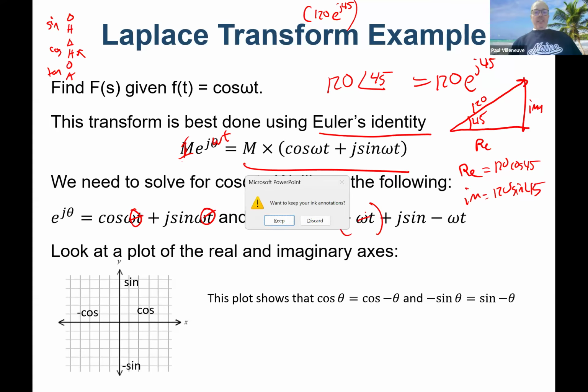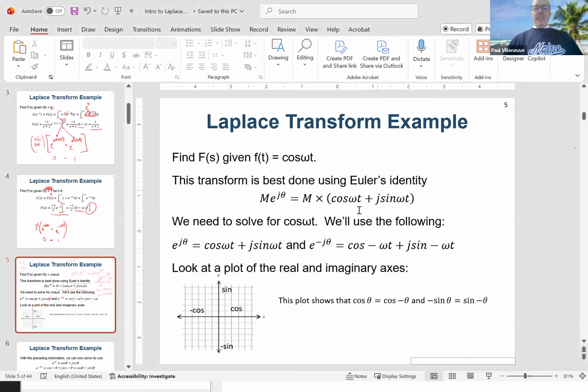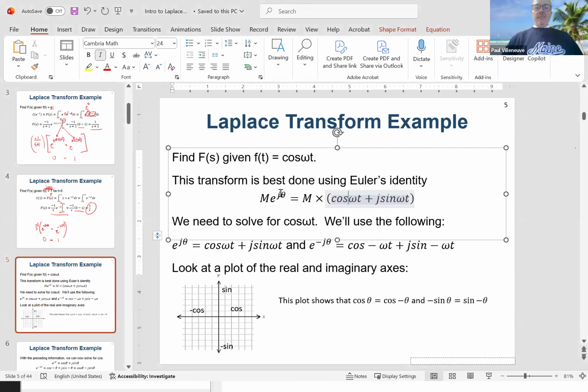let me fix this really quickly. Should be easy enough to fix. Let me clear off my marks because I can't make anything out. So e to the j, this is theta.